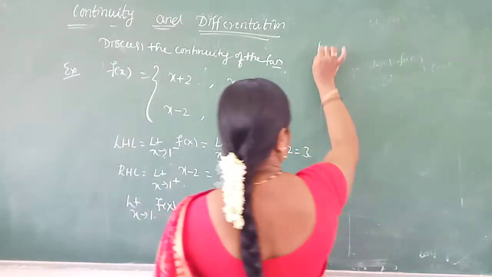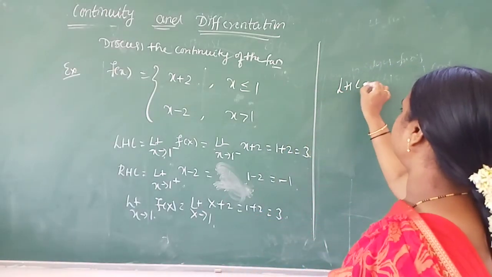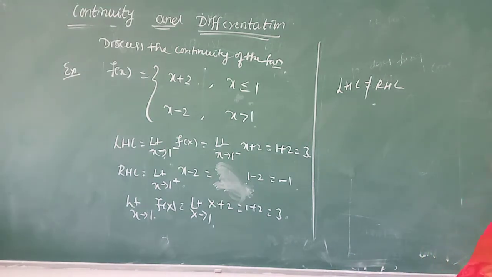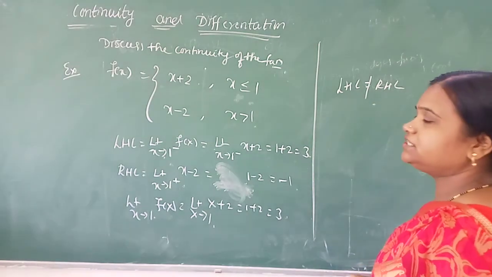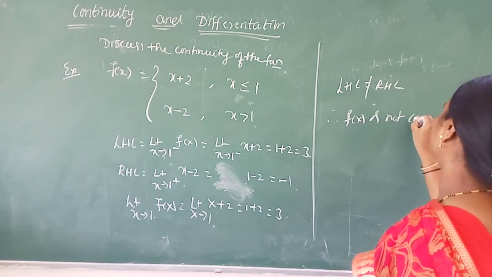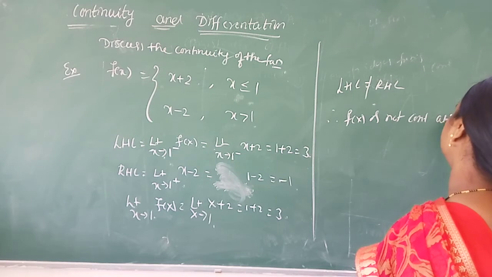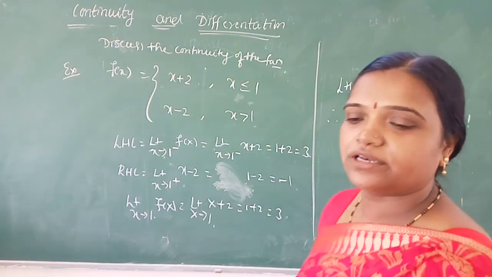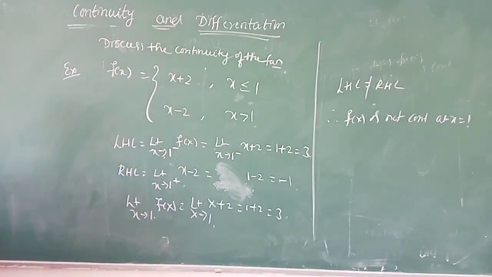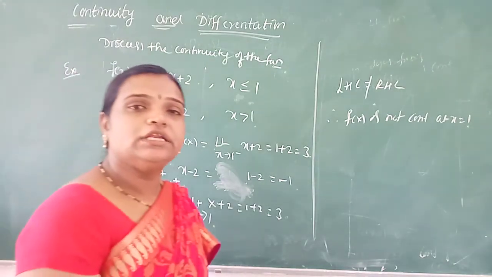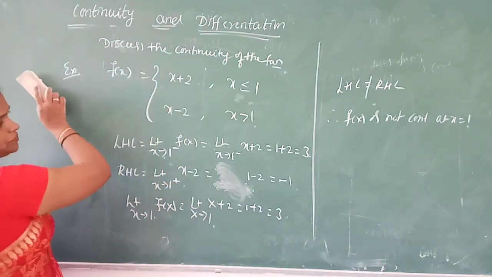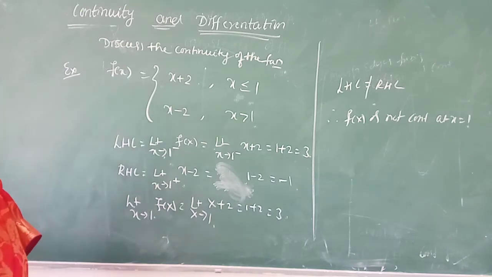But see, is LHL equal to RHL? No, LHL is not equal to RHL. If LHL is not equal to RHL, therefore the function f of x is not continuous at x equal to 1. We say that the function is continuous if and only if LHL equal to RHL equal to the limit of the function at x equal to 1. Are you understood? In this way, you can calculate.